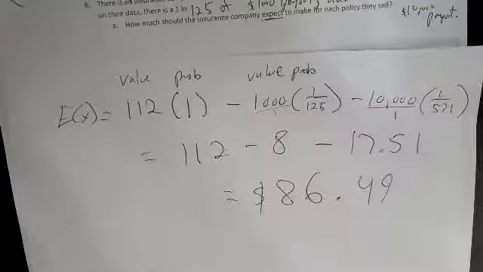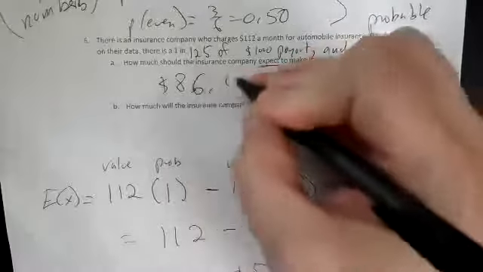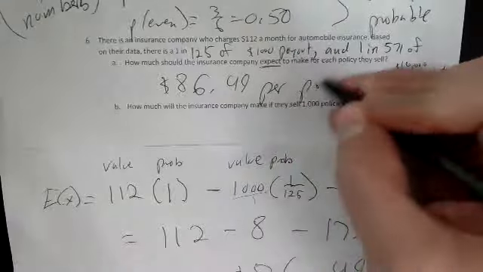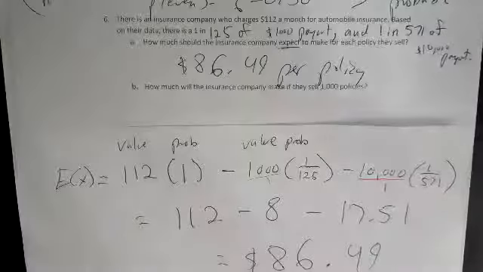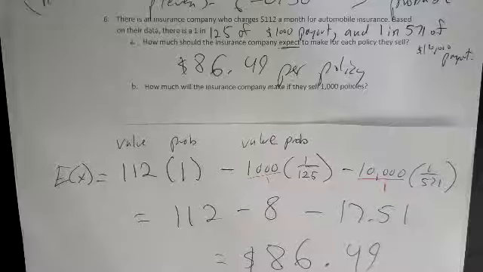Okay. So we're making 86.49, and that's for every what? And that's for every policy. That's for every policy they sell. In honesty, this is really probably a high number. They're probably going to make like $5 a policy or something. But if they sell 1,000 policies, how much will they make?